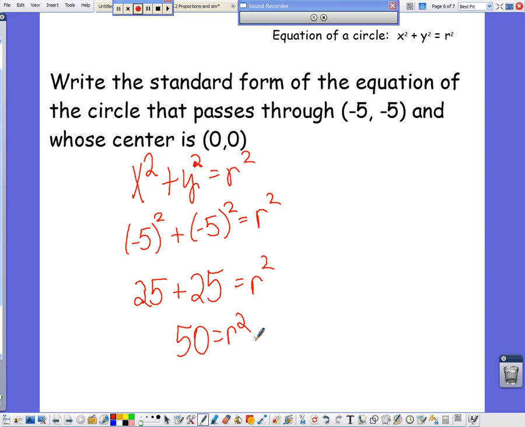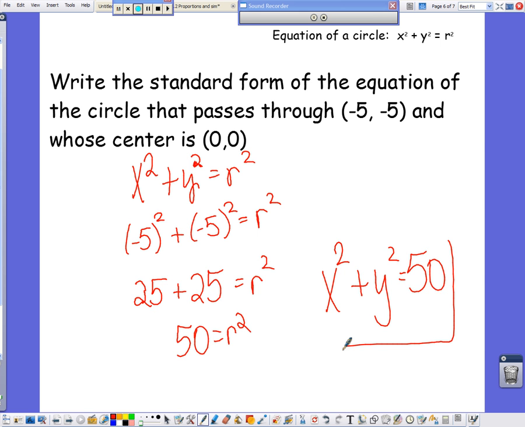So now that we have our radius squared, our equation to represent all the points on the circle is going to be x squared plus y squared equals 50. Okay? All right. Well, that concludes circles. So go ahead and do some practice problems and take a look at the quick check.